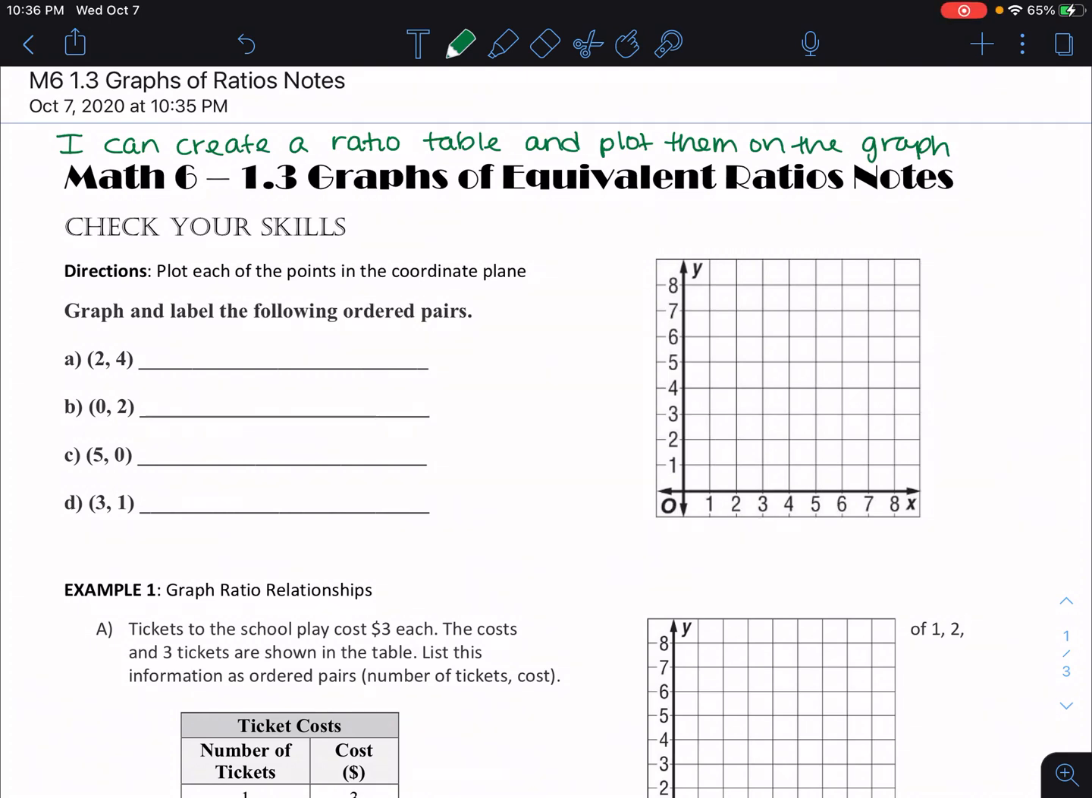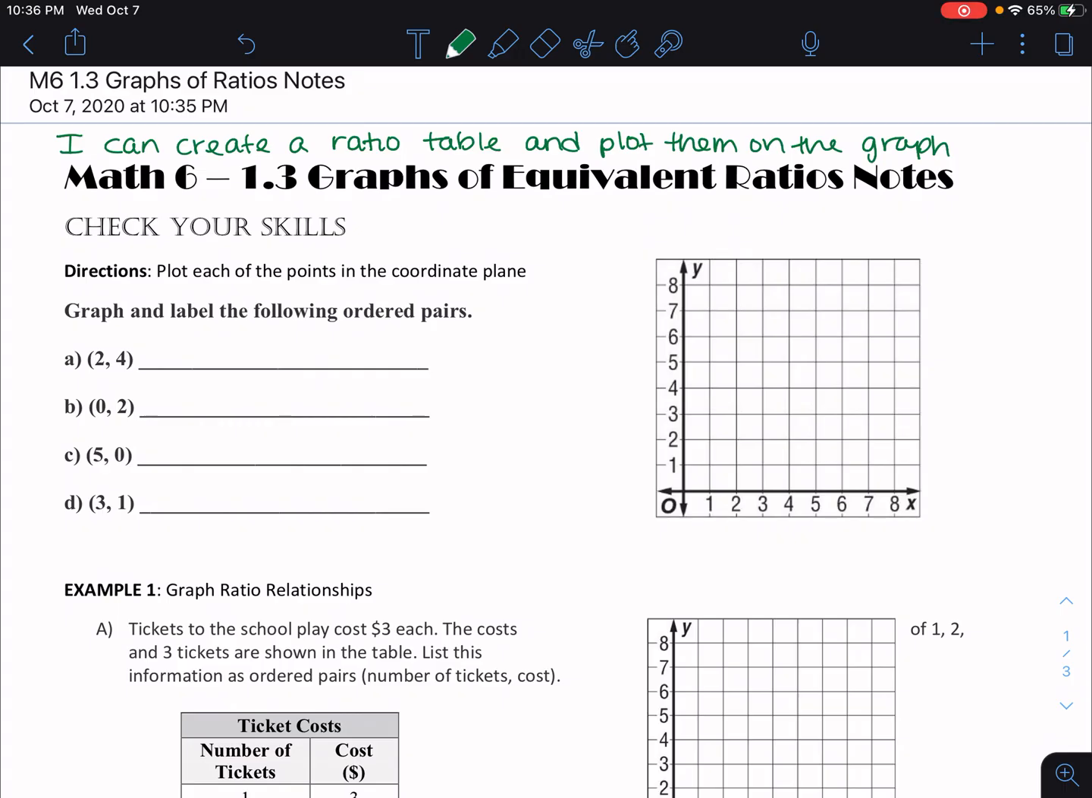Hey everyone, today we are going to be looking at graphs of equivalent ratios. And our I can statement is I can create a ratio table and plot them on the graph. So take those points that are in the ratio table and plot them on the graph.